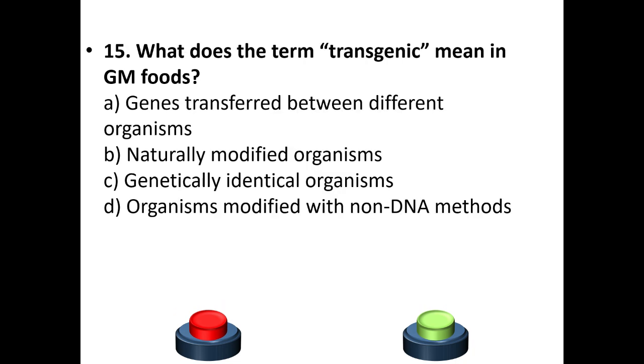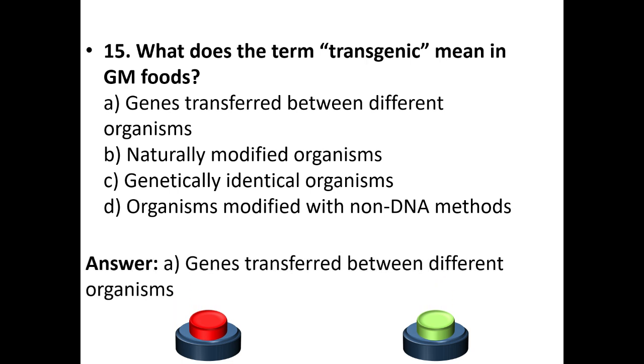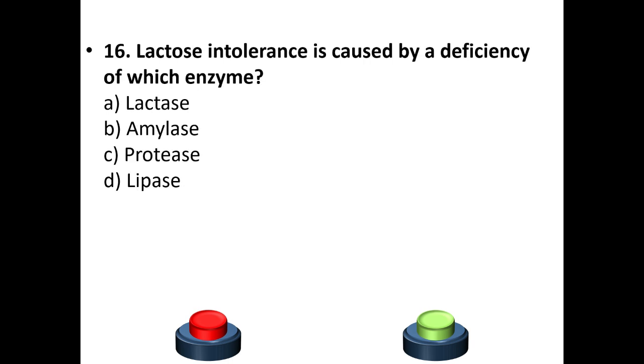15th question, what does the term transgenic mean in GM food, genetically modified foods? A. Genes transferred between different organisms, naturally modified organisms, genetically identical organisms, organisms modified with non-DNA methods. Which is the answer? Here answer is A. Genes transferred between different organisms.